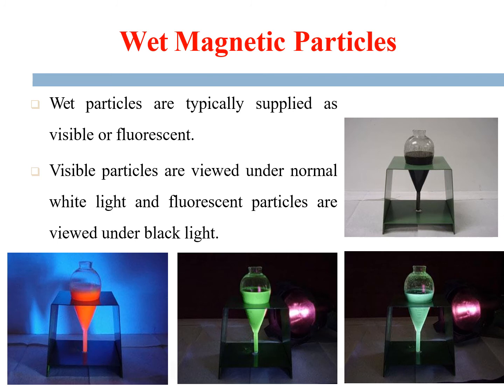This is the wet particle method. As you can see here, it consists of a liquid, a fluorescent liquid, into which the iron oxide particles are placed. These wet particles are typically supplied as visible or fluorescent. Visible particles are viewed under normal white light, and fluorescent particles are viewed under black light.